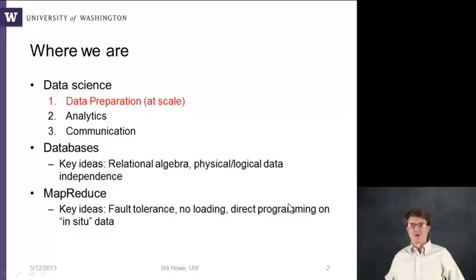All right, so where we are so far is we've mentioned that data science maybe has these three steps: data preparation at large scale. We've talked about manipulation and munging and data jujitsu and so on, and that's all step one. And then step two is analytics, or actually running the model, and we're going to get to that next week. And then third is interpreting and communicating the results, and visualization will be a big part of the way we talk about communication.